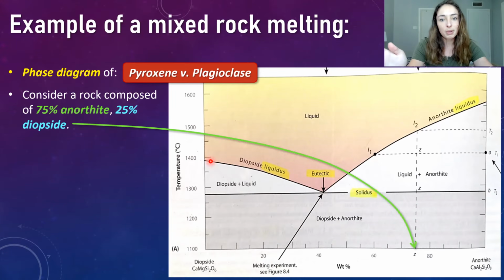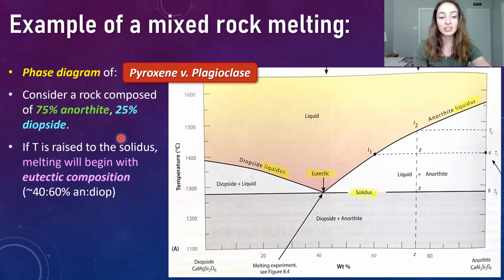So let's take an example. Let's consider a rock composed of around 75% anorthite, 25% diopside. Upon raising the temperature, what composition would the melted liquid be? Well, that depends, because the question could be, once it's all melted, what would it be? Well, obviously it would be 75% anorthite, 25% diopside. But when it first begins to melt, it will start melting with the eutectic composition, which is not the same ratio. Like we mentioned, it's around 40% anorthite and 60% diopside.